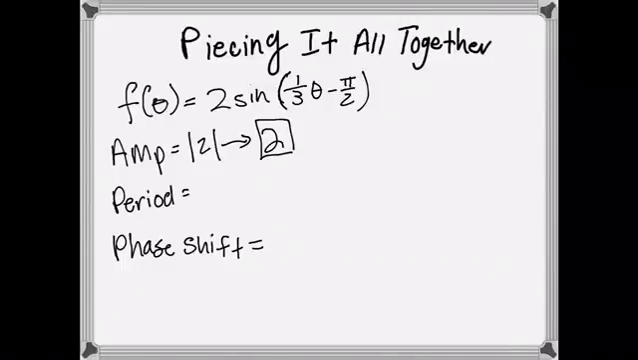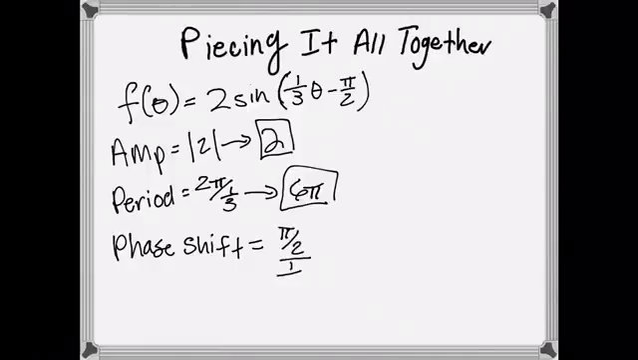The value of b is 1/3. When we plug that into 2 pi over b, it gives us 6 pi. The period for this equation is 6 pi. The value of c is pi over 2. To calculate the phase shift, we must divide pi over 2 by 1/3. The phase shift equals 3 pi over 2 moving horizontally to the right.